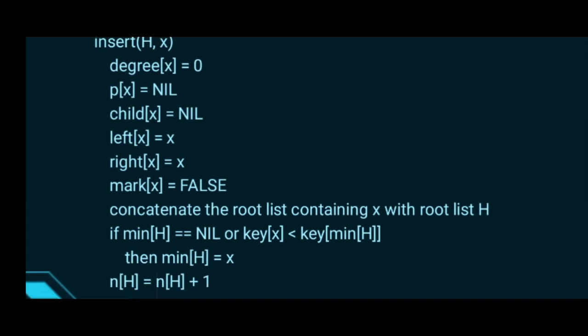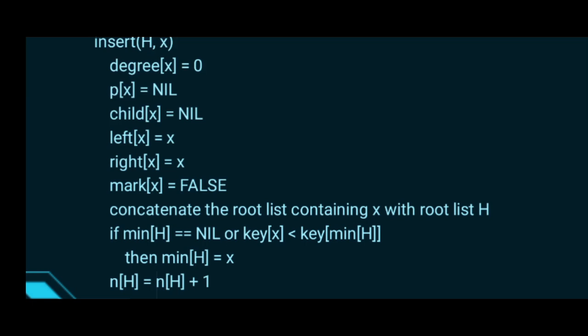Then, last is mark[x] equals false. This will mark our new node x to false. Why? Because it will indicate whether yung node na yun nawalan ng child during the last cascading cut. Cascading cut is something that is arranged in a series or stages.